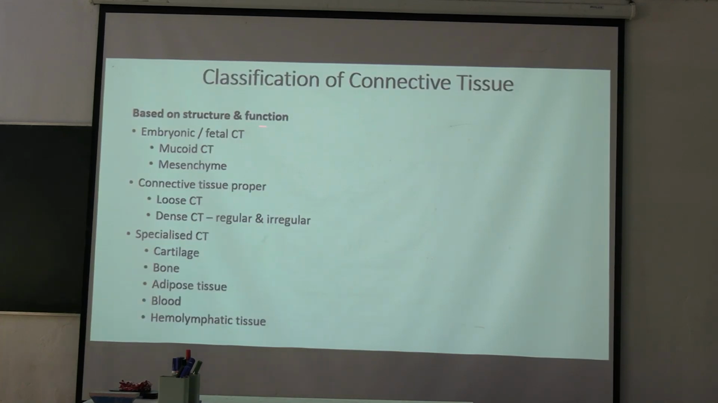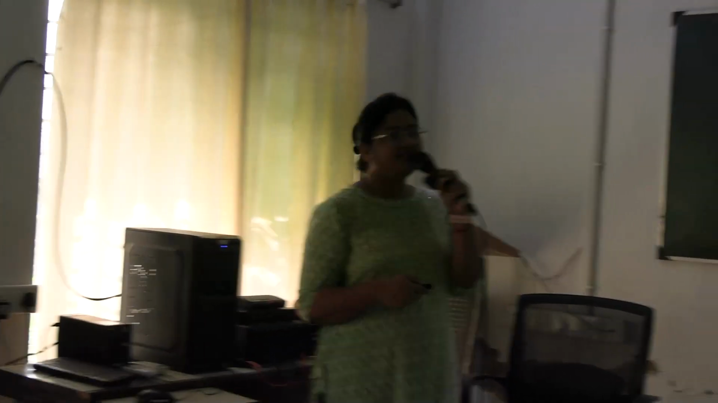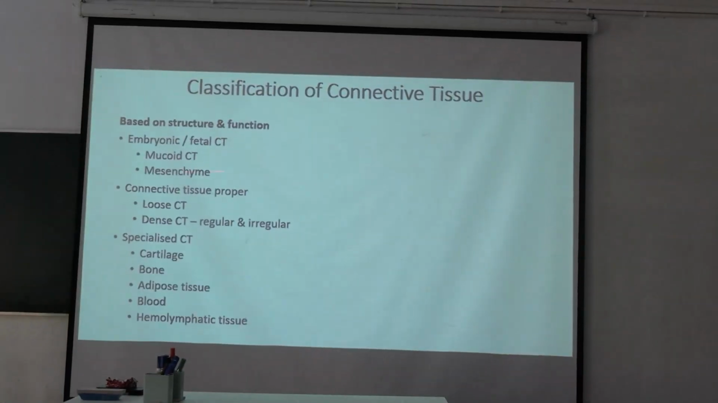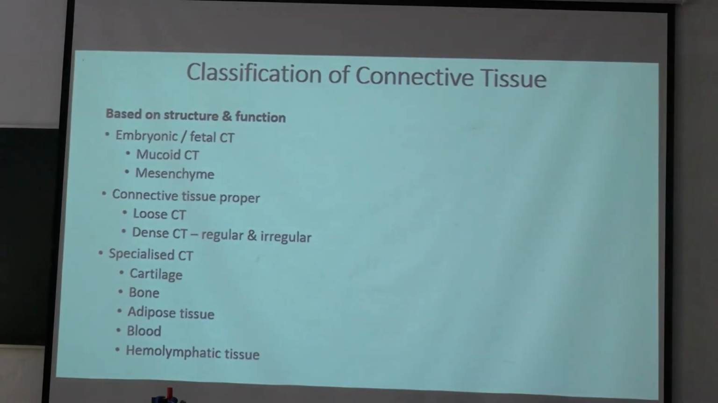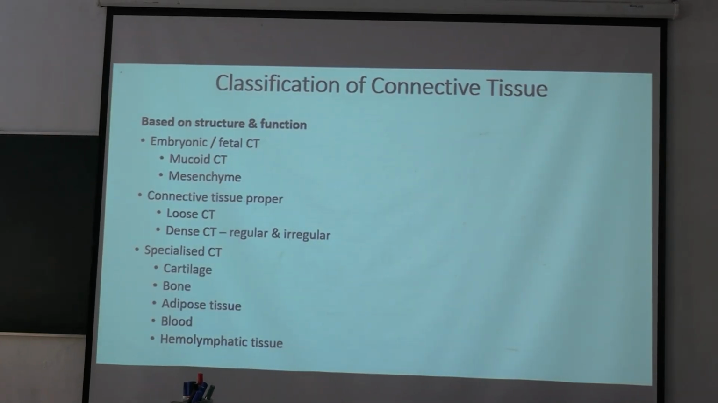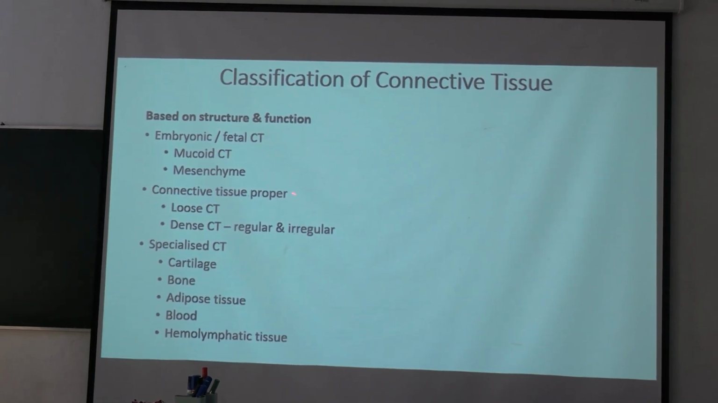We are dividing the connective tissue into the following types based on structure and function. First one is embryonic or fetal connective tissue. It is also known as mucoid connective tissue, that you will get in the umbilical cord, and mesenchyme. Connective tissue proper is again of two types: loose areolar connective tissue and dense connective tissue. Dense connective tissue is again divided into regular and irregular: dense regular connective tissue and dense irregular connective tissue.